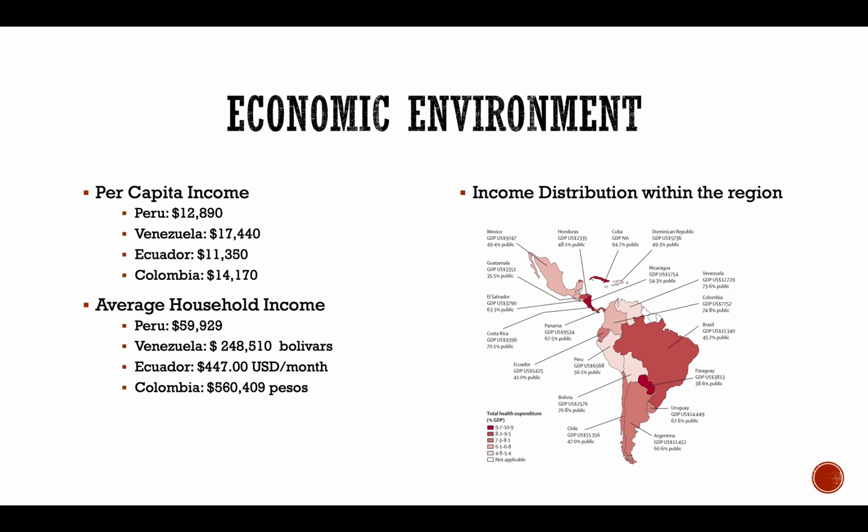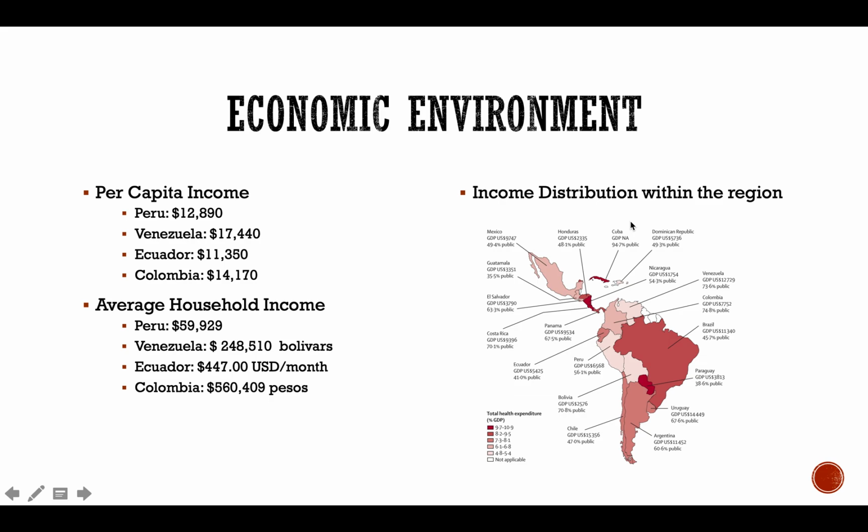The economic environment. Per capita income, Peru has an income of almost $12,890, almost $13,000, Venezuela $17,000, Ecuador $11,000, and Colombia $14,000. Your average household income for Peru is almost $60,000, Venezuela $250,000, Ecuador $447 a month, and Colombia $560,000. But this is in their currency of money, which I will explain later on in the PowerPoint how much that is equivalent to a United States dollar.